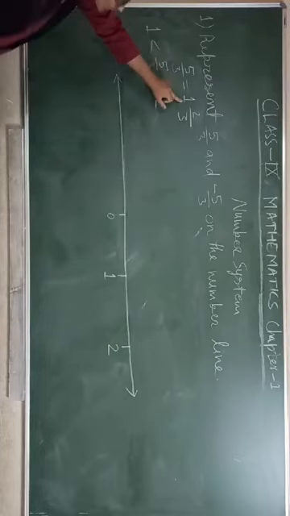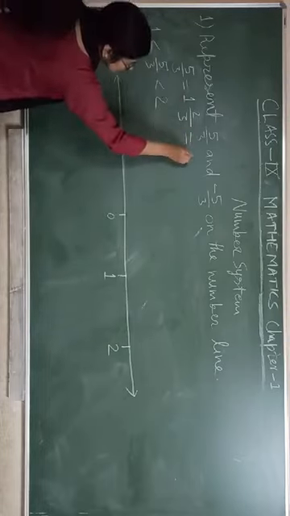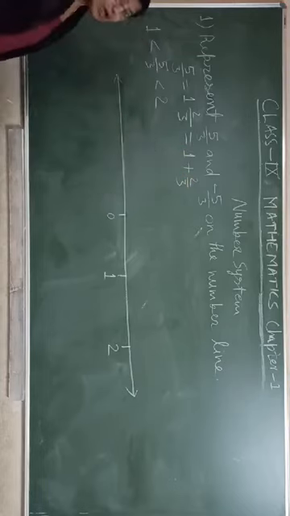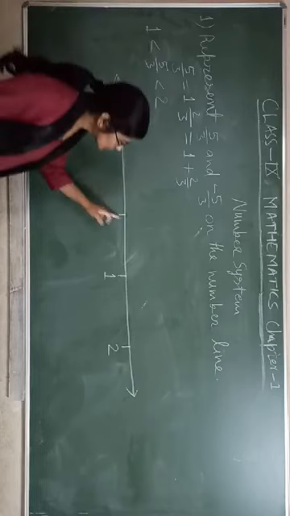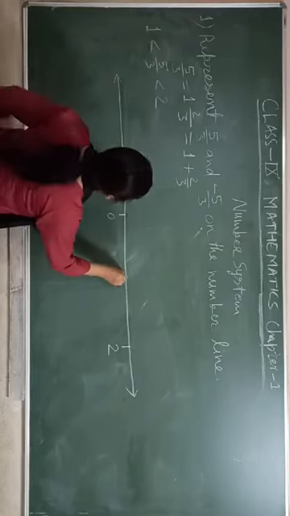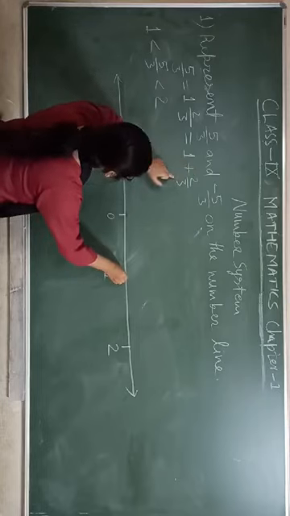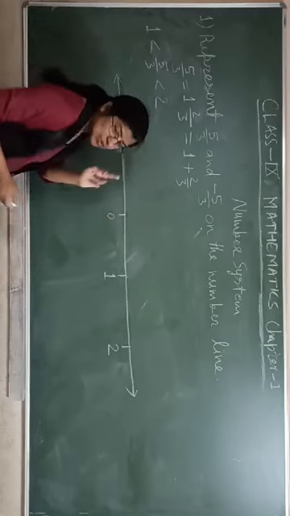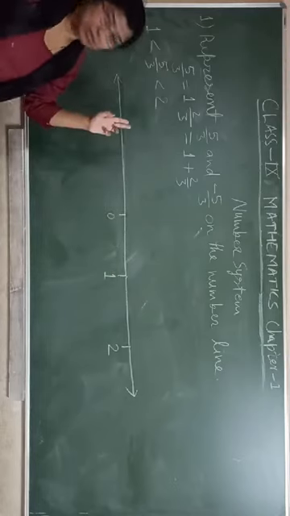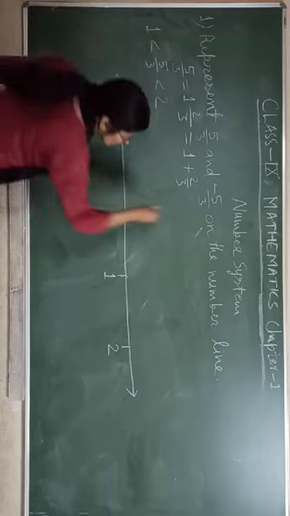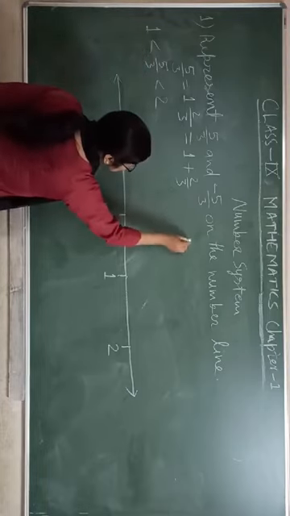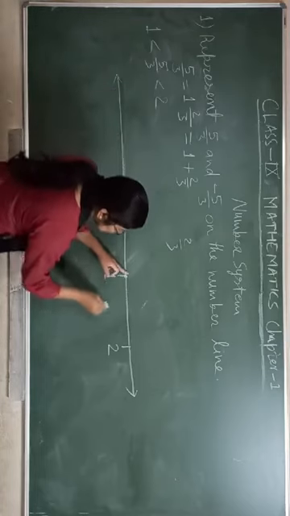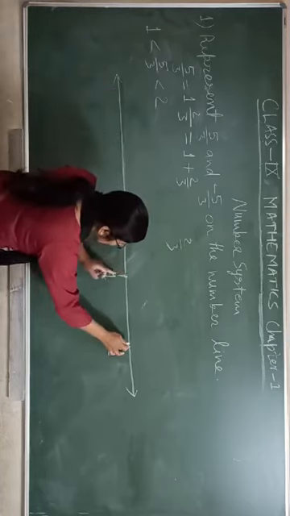If you want to write, you can write this one like that, 1 plus 2 by 3. Okay, so 0 to 1 is completed here. Now where does this 2 by 3 lie? 2 by 3 will lie in between 1 and 2. So now we will use the same method as we did in the previous video. 2 by 3 we have to draw. This is 1 whole, and 2 by 3 lies between 1 and 2.